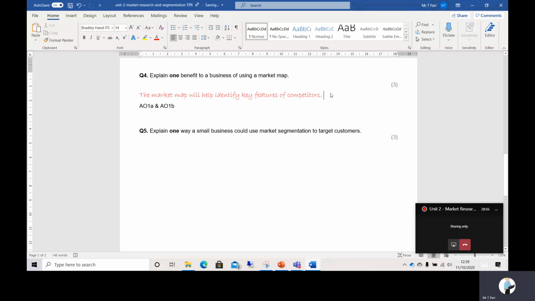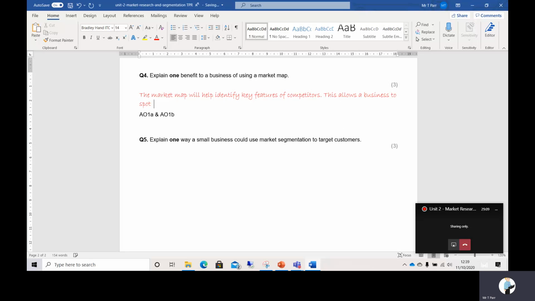So now we want a link strand. Okay, so what does it do? This allows businesses, or a business, to spot a gap in the market. Okay, now we do our second link. This will allow them to focus on features to make themselves.